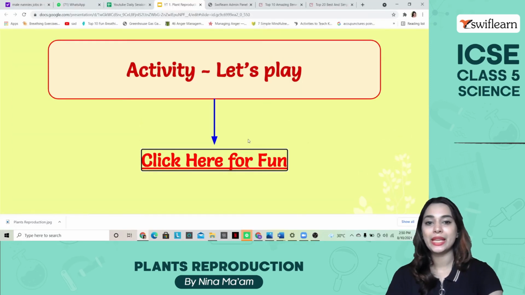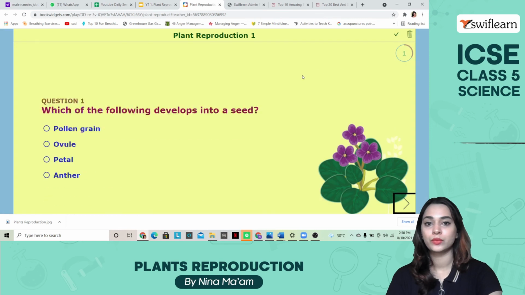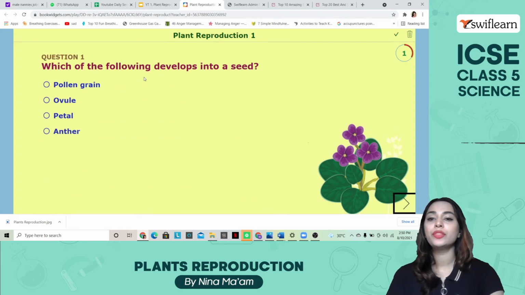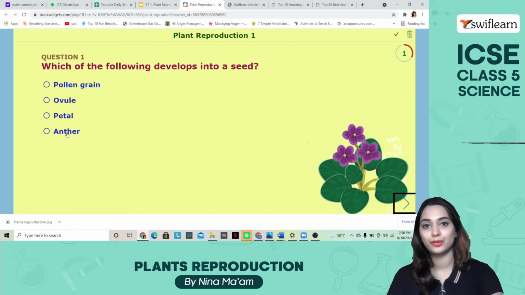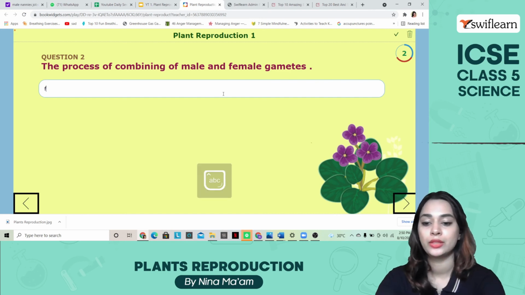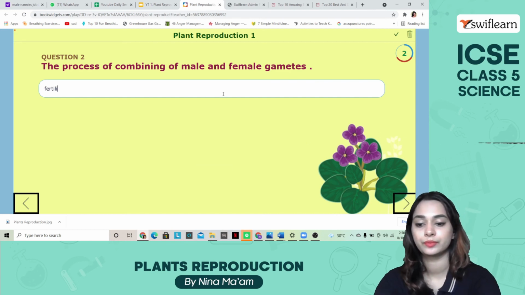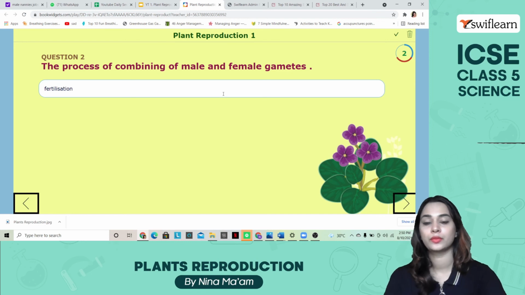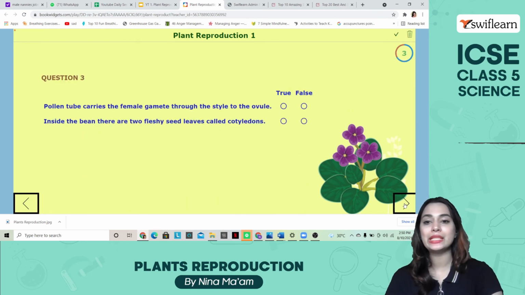So let's play this activity. Which of the following develops into a seed? Is it the pollen grain, ovule, petal, or the anther? What do you think? What is the answer? The answer is the ovule. Here we go. The process of combining of male and female gametes, what is it known as? So, what do you think? Okay, let's check at the end.